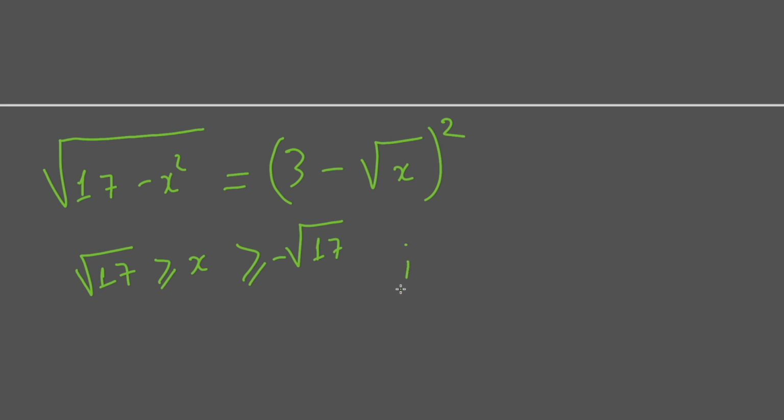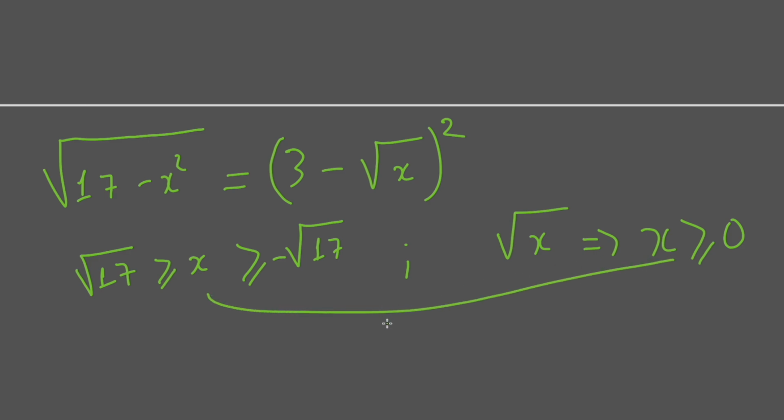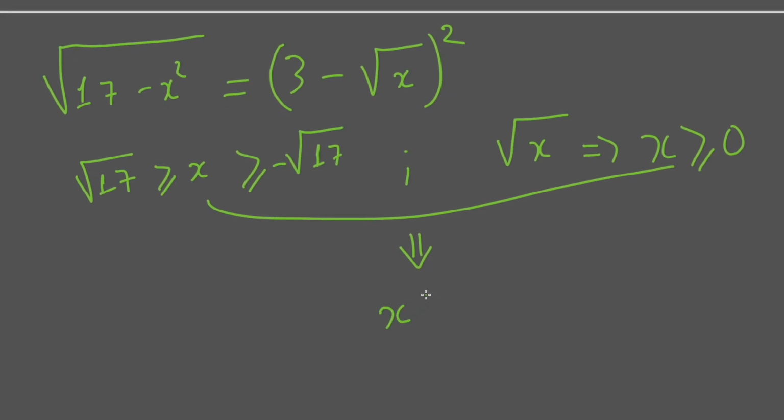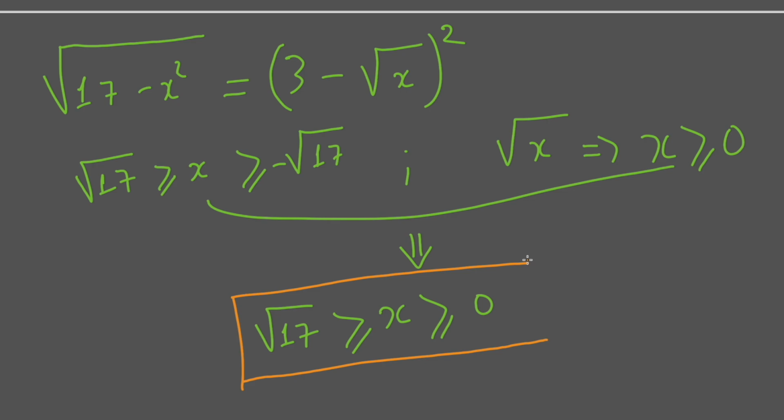On the right hand side, of course, this is always greater than or equal to 0 because that is a square, but we have the square root of x, so it means x has to be greater than or equal to 0. Combining the two, we will have x between 0 and square root of 17. So that is the condition of x for this equation.